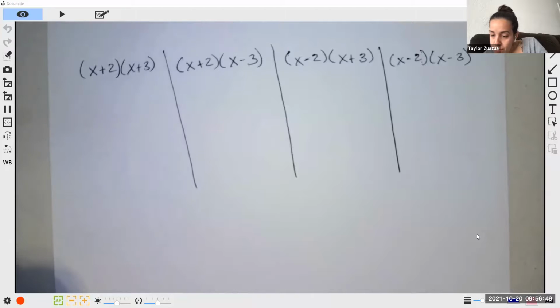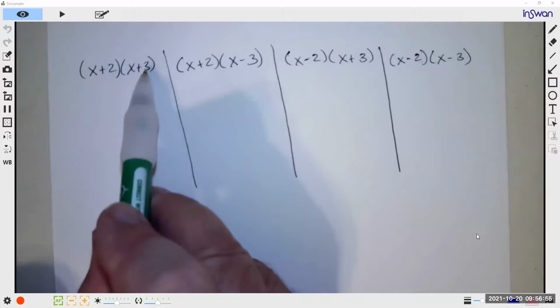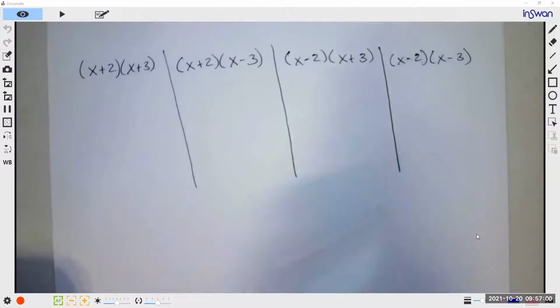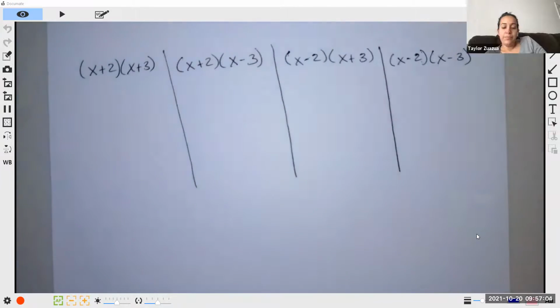They should all be different: x plus 2, x plus 3; x plus, minus; x minus, plus; x minus, minus. So those are the 4 possible combinations of the plus and minus.